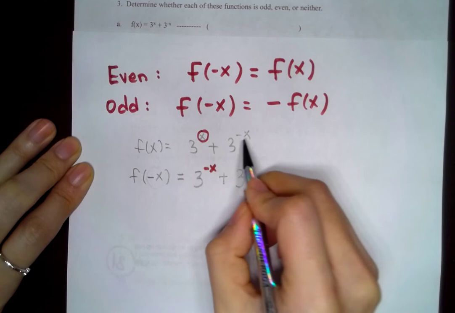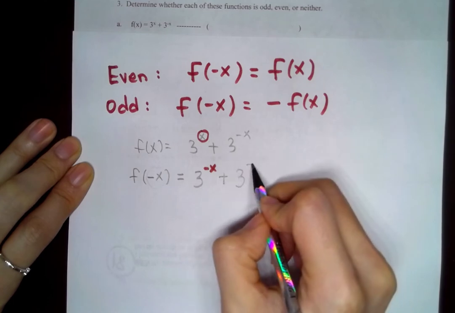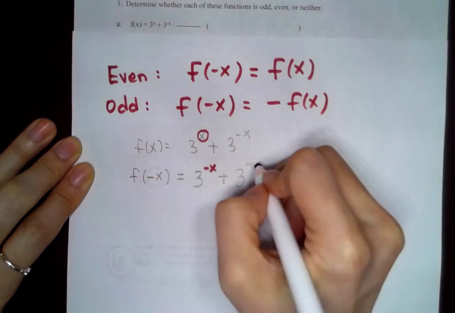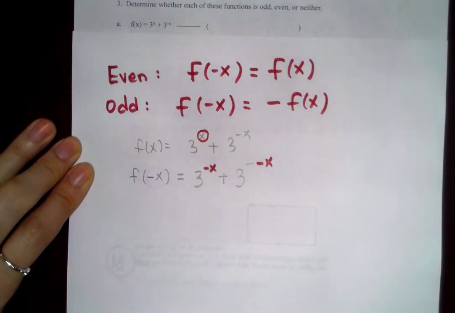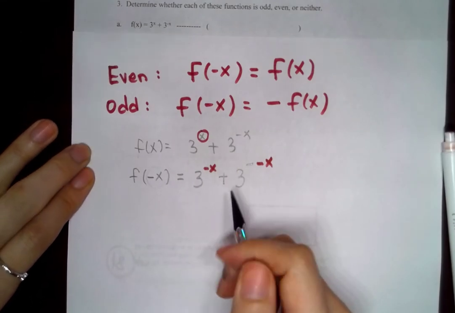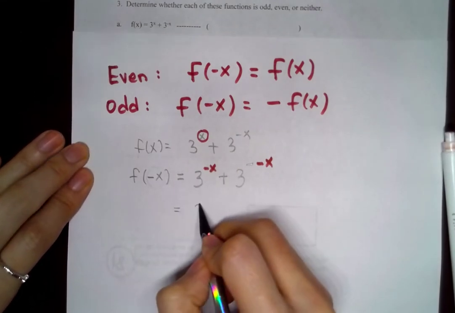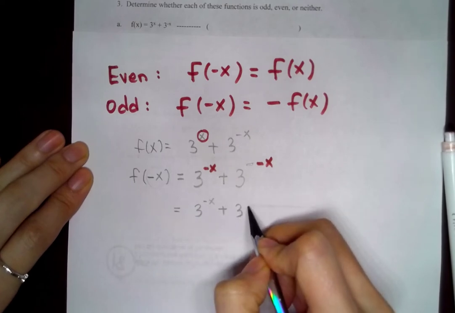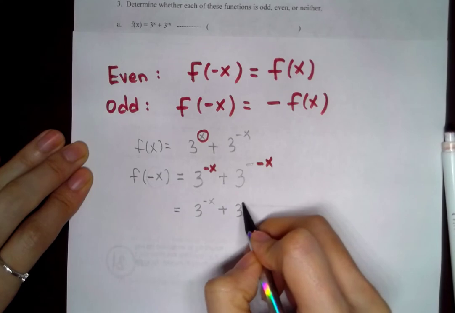Plus 3, and it's already negative here. You need to keep that negative, and for this x, we put negative x. Like this. Then you know what that is. Negative, negative. What's negative, negative? Louis? Louis? Alright, tell me. Alright, he said it. He said positive x, because negative makes positive.